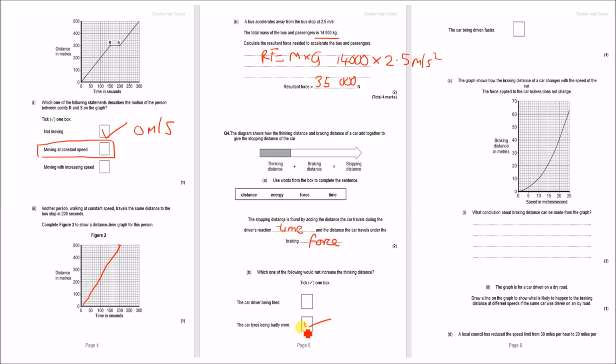That's only to do with the braking distance, because that affects how much distance is travelled from pressing the brakes before the car stops. Okay, what conclusion about braking distance can be made from the graph? Well, we can clearly see that as you increase the speed, the braking distance increases. But this is not a proportional relationship, okay, because we have a curve here. So you would need to say that as the speed increases, the braking distance increases, and this is not proportional.